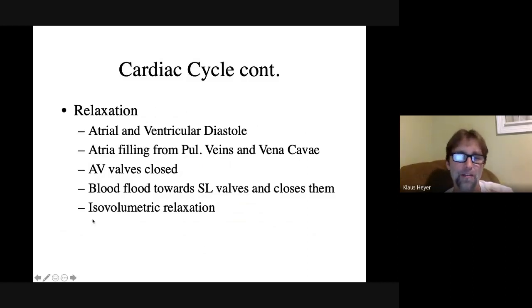I don't care about isovolumetric relaxation. You could skip that last one. It's fine with me. Because it just probably throws in more confusion.